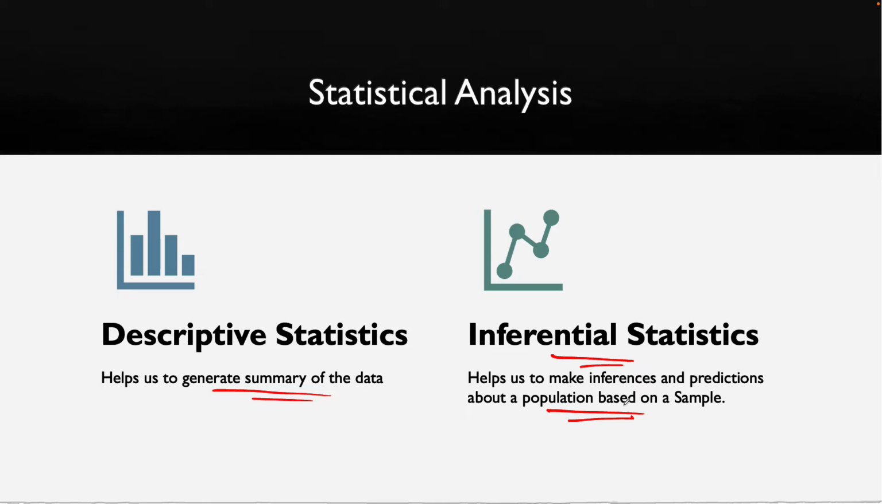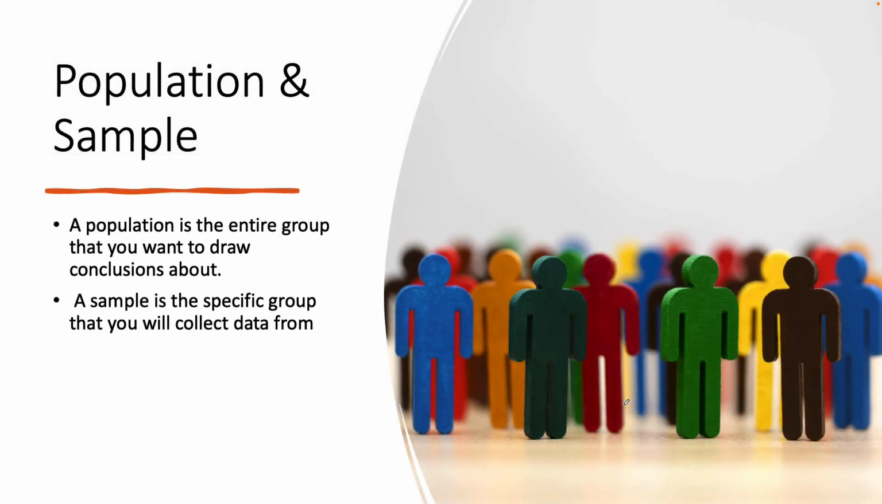Now that you have understood the difference between descriptive and inferential statistics, let's understand what a population is and what a sample is. A population is the entire group that you want to draw conclusions about. And a sample is a specific group from this population that you are going to collect the data from. So that's the major difference between the population and the sample.